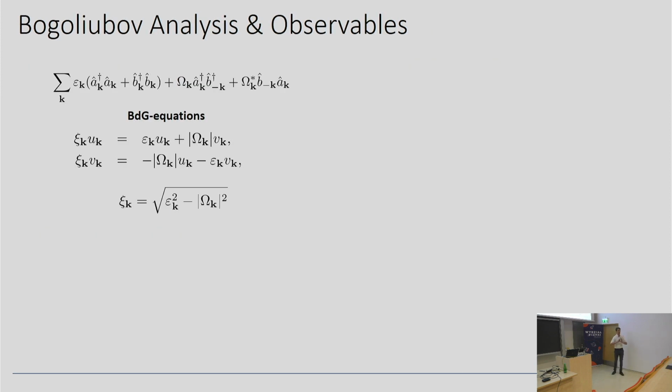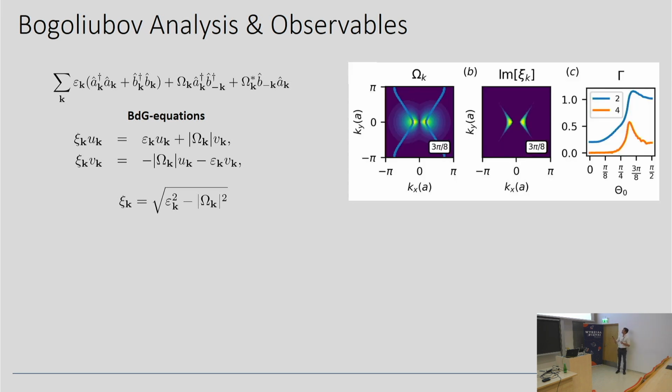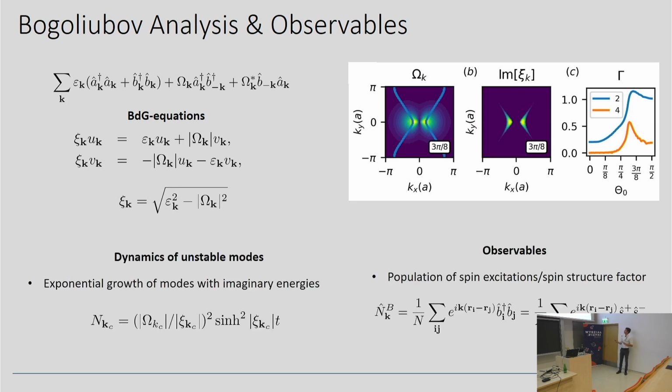So we can go through that. I can solve the BDG equations, and what I realize is I get imaginary energies. So I can look at the dispersion and at the pair creation term, and I get energies that are imaginary at the points where the dispersion is small but the pair coupling is large. And exactly at these points of momentum space, I will exponentially create pairs. That's the basic idea, and that's what we want to test.